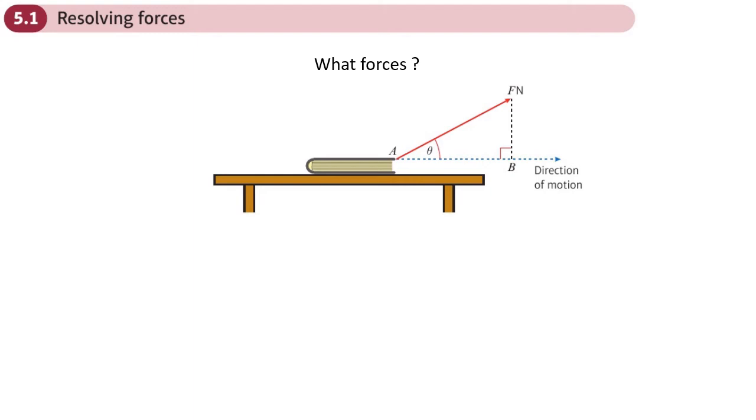This is the first section in chapter 5, which is all about forces. And just a quick recap, whenever we do any of these questions, quite often there won't be any forces drawn on the question. They may give you the size of certain forces, but you need to know what forces to put on a diagram. So for example, here we've got a book laying on a table like this.